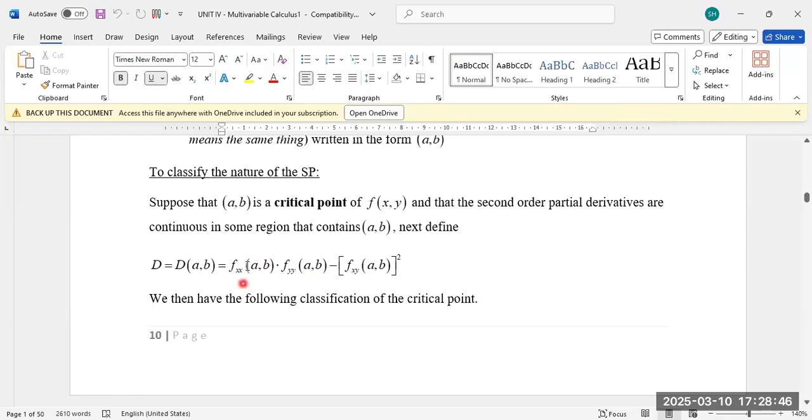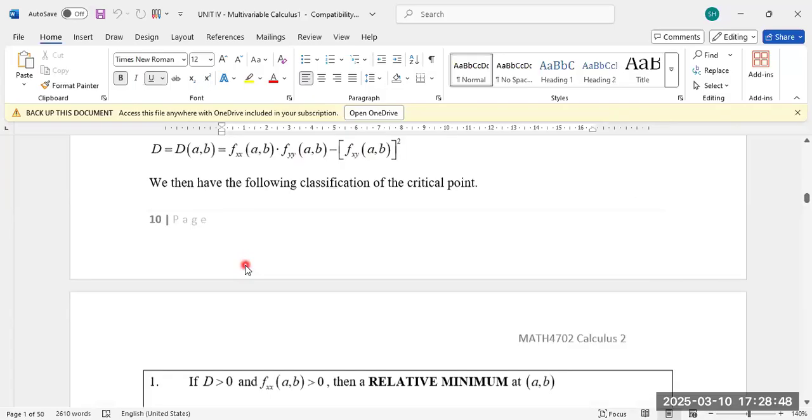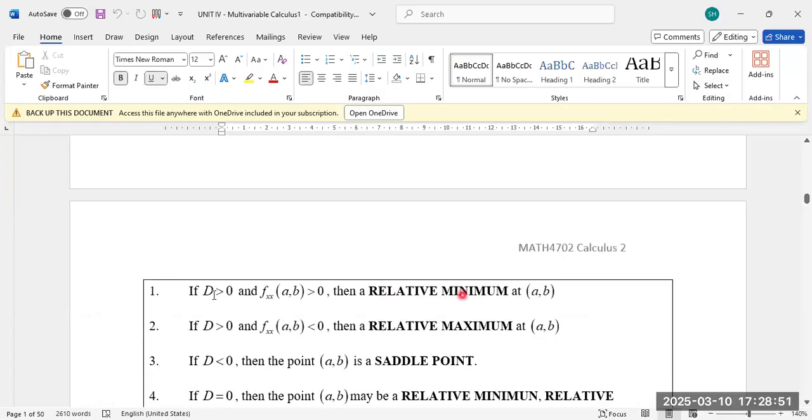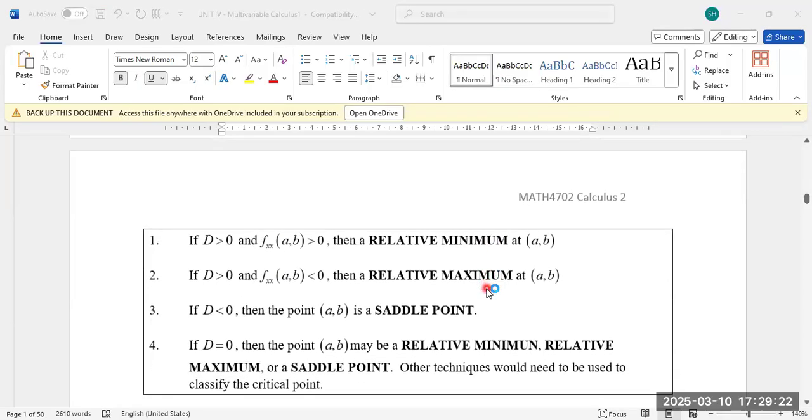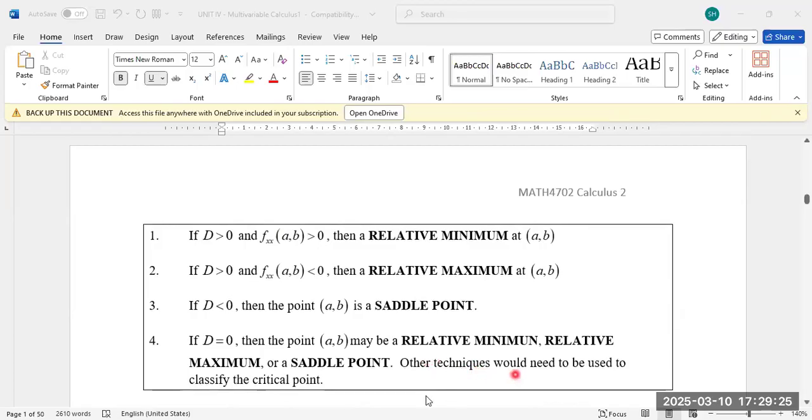then I must look at f_xx. If f_xx is also positive, then I have a relative minimum. So if D is positive and f_xx also has a positive value, then I'm going to have a relative minimum. If D is positive, but f_xx, when I look at it, is negative, then it tells me that I have a relative maximum. Once D is less than 0, we have a saddle point. D is less than 0, we have a saddle. If D is equal to 0, we send back the question and say, I need other techniques in order to find a critical point.